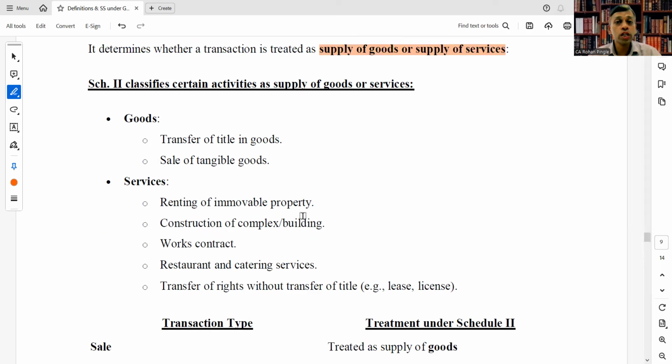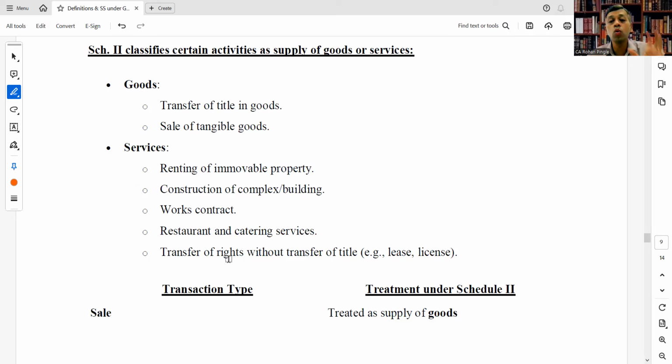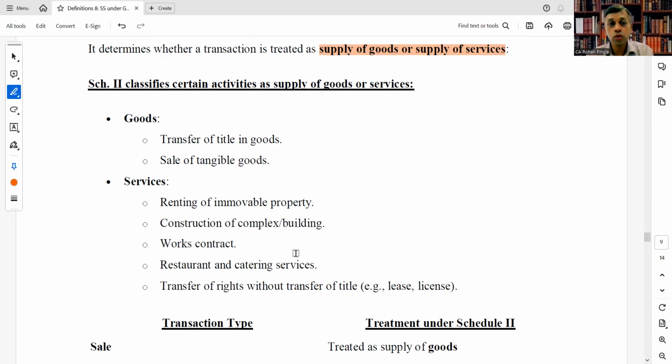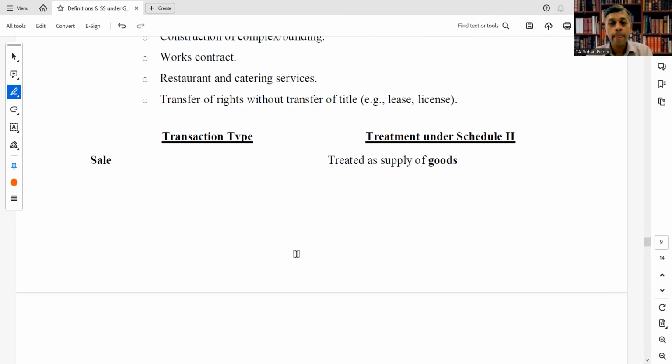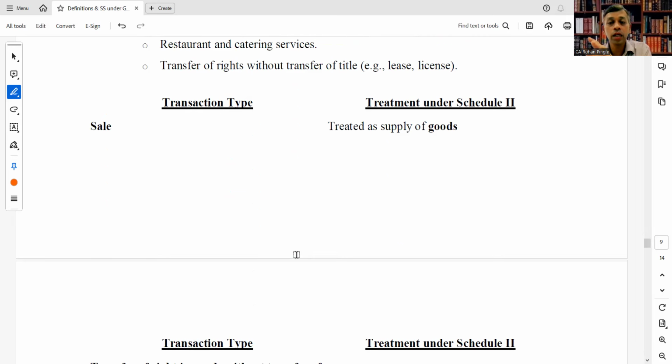Actually, Schedule 2 is important from the service point of view more than the goods. Works contract, restaurant and catering services, transfer of rights without transfer of title. Example, lease and license. So Schedule 2 classifies certain activities as supply of goods or services, and therefore they are liable to tax as per Schedule 2. Here I have made a table of transaction type and its treatment under Schedule 2.